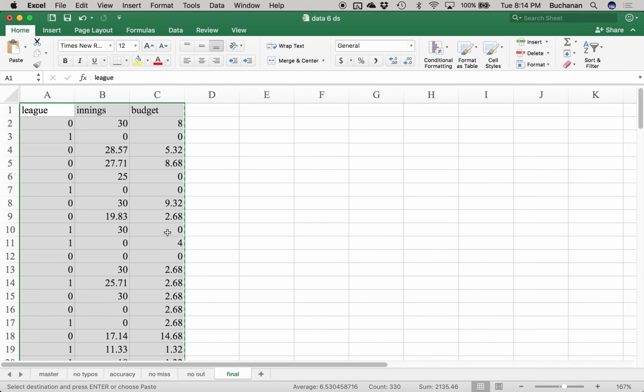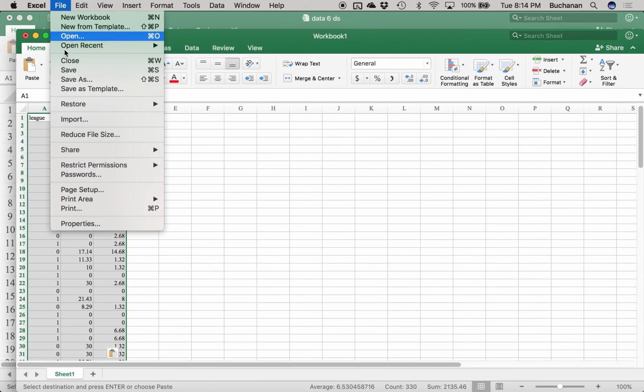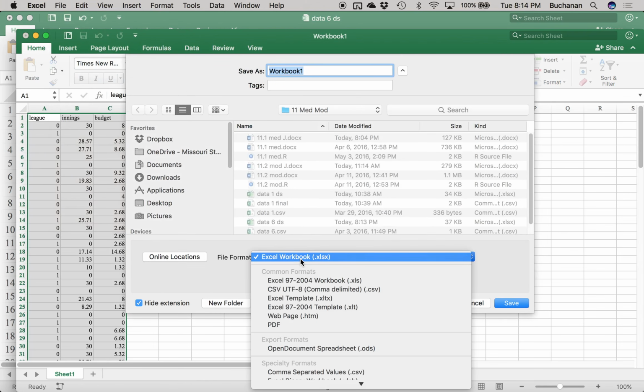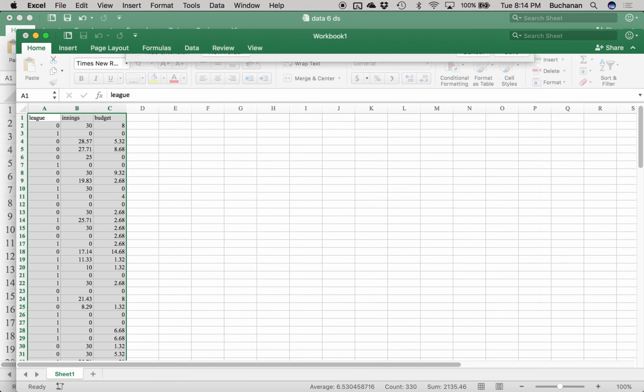So I'm going to copy this data and save that as a CSV. And really the only difference here is that I changed it from AL and NL to 0 and 1.